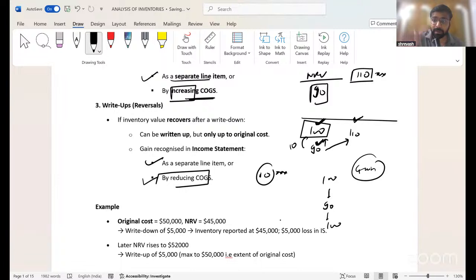So sir, from 90, where will I take it? Tops to tops 100 rupees. So I will increase the value of inventory maximum by 10 rupees. That is called as reversal. And reversal in loss is what? It is a gain. And gain can be recognized in two ways, exactly like how you could recognize loss, either as a gain, either as a separate line item, or what? By decreasing the COGS.